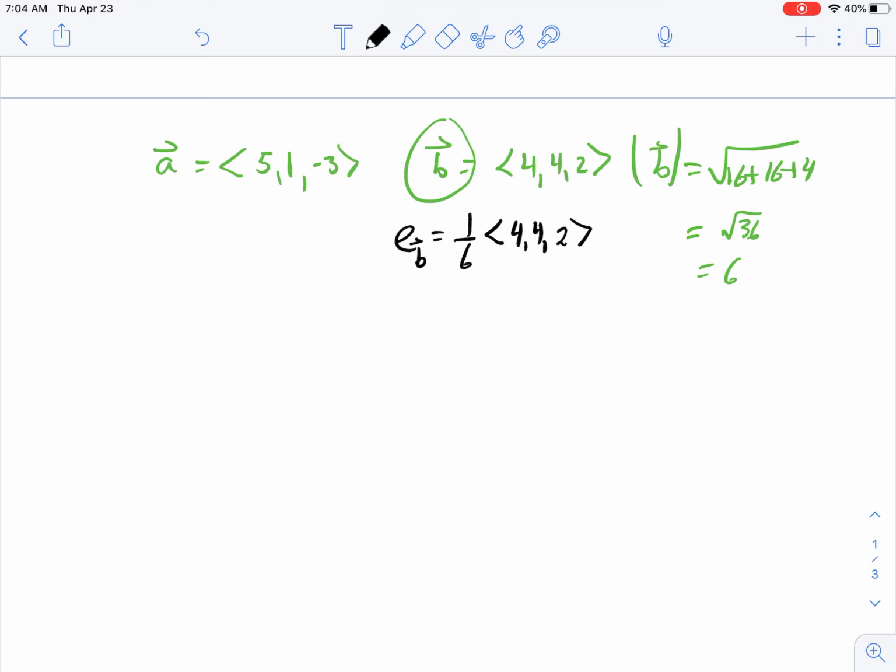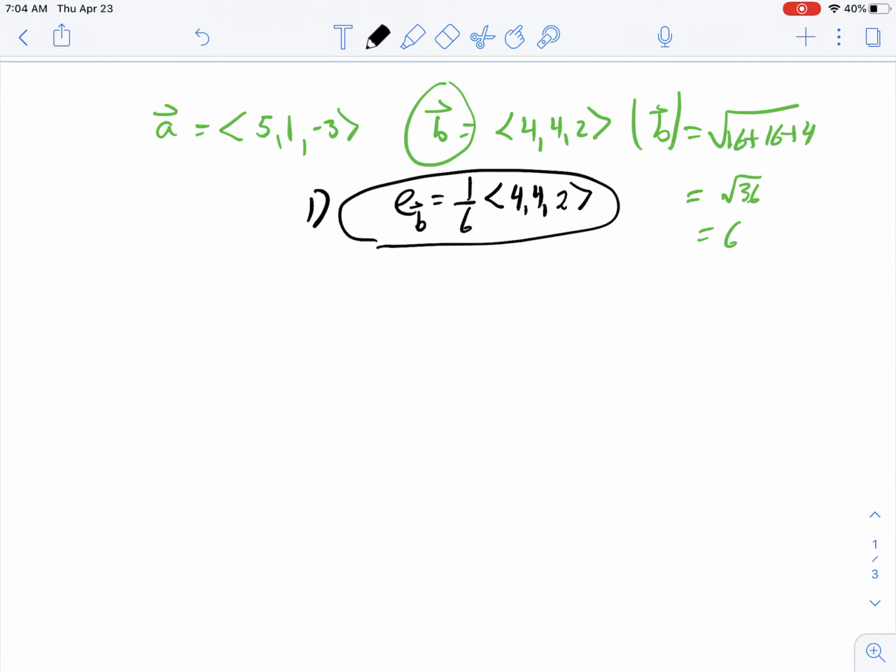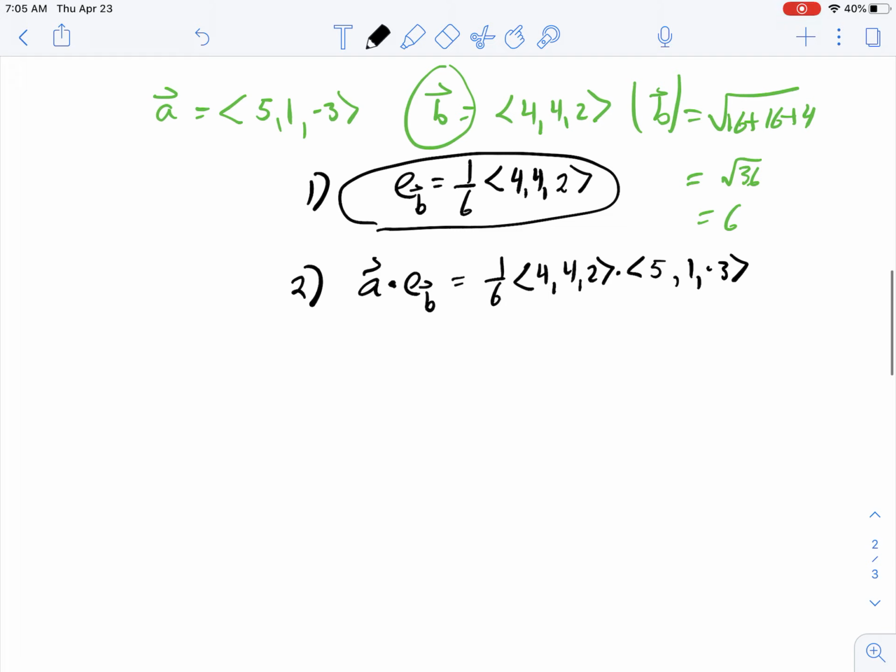Now, I'll come back to another example later, in terms of your process of what to do next. Step 2 is to multiply your unit vector by your A. So we go vector A dot it with my unit vector B: 1/6 of 4, 4, 2 dotted with 5, 1, negative 3. And remember, when you do a dot product, you get a scalar. So that's going to be a magnitude.